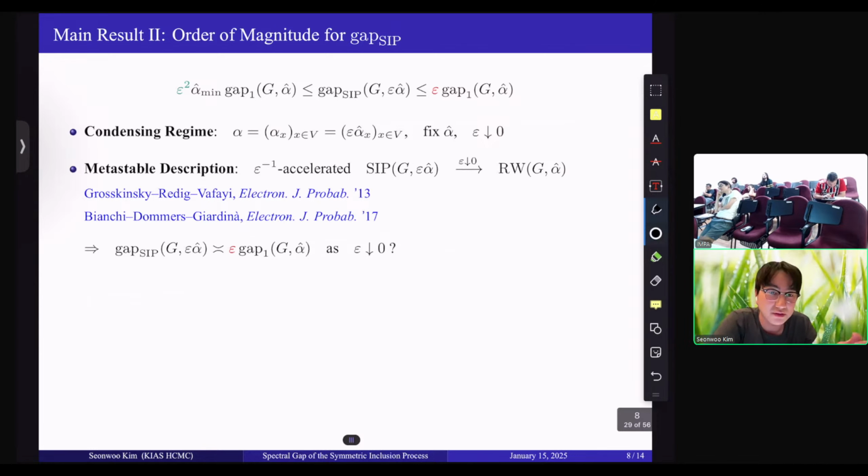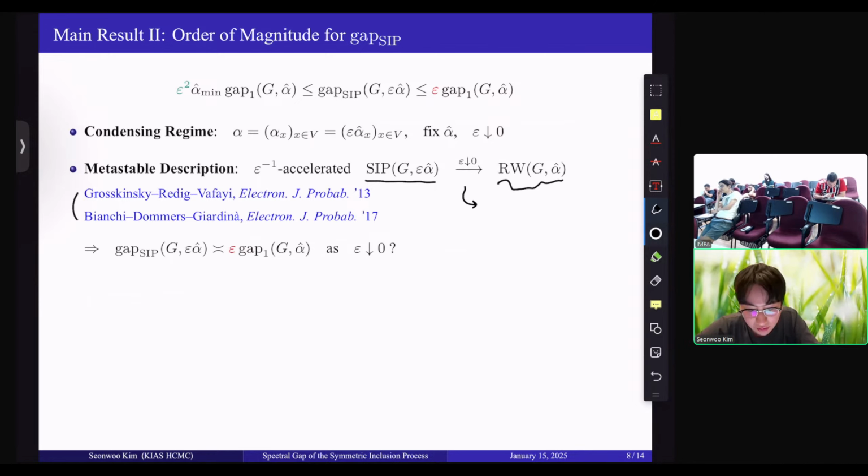So this is the description. These people, maybe more or less 5 to 10 years ago, proved that if we accelerate this SIP by 1 over epsilon, and then send epsilon to 0, then as a limiting behavior, the limiting Markov chain, we get exactly the random walk with parameter alpha hat.